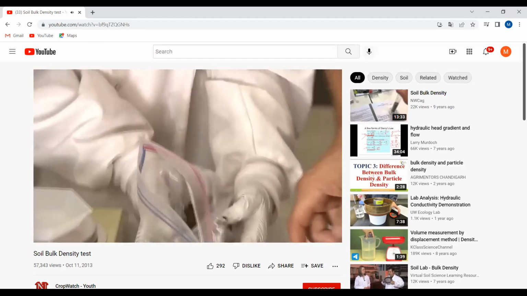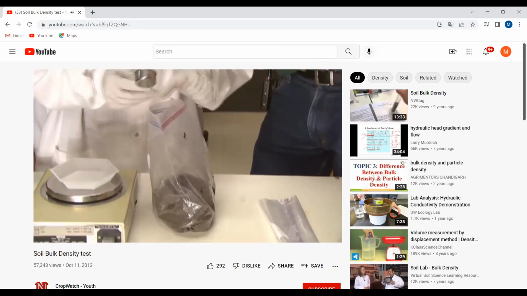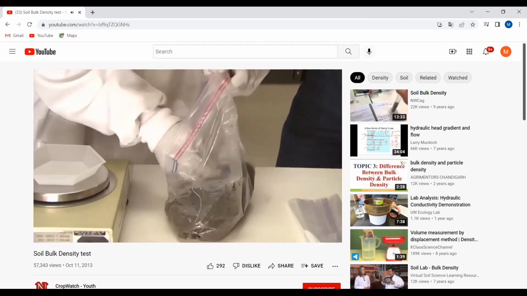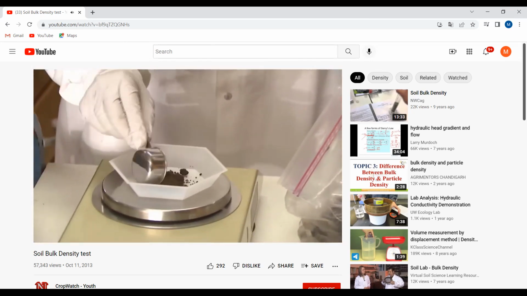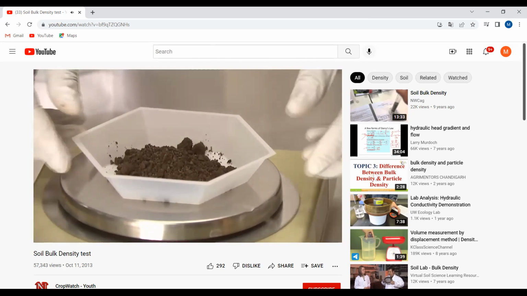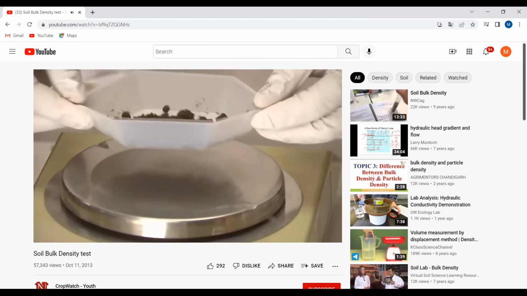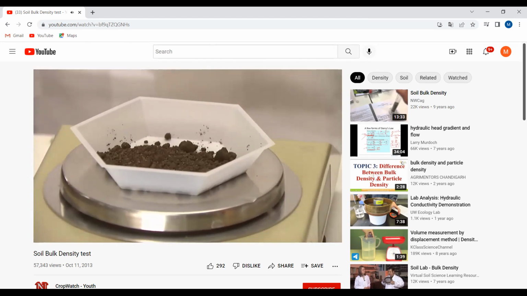Then we're going to take our 1/8 ounce level scoop of the loose soil that's not packed down, but struck off level at the top, and place it in the tray. So we're going to weigh that moist subsample before drying it, and record that.